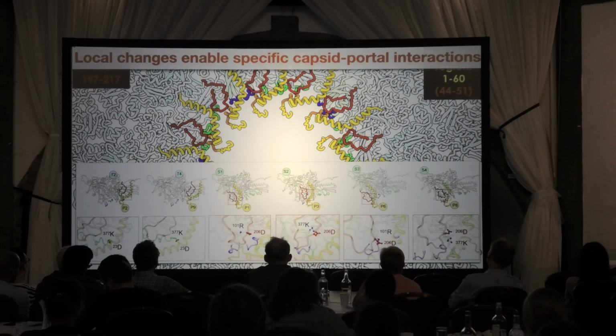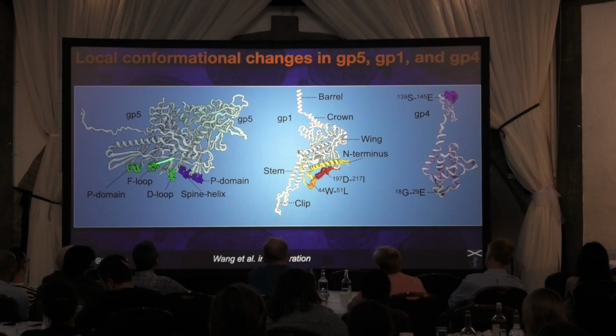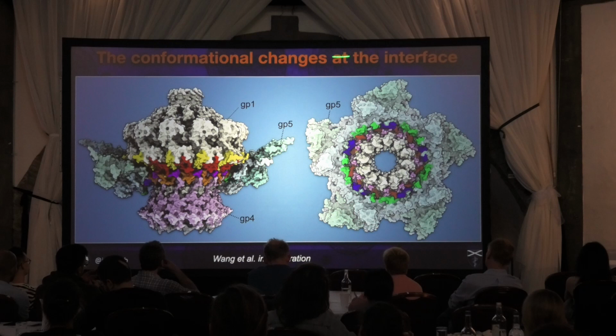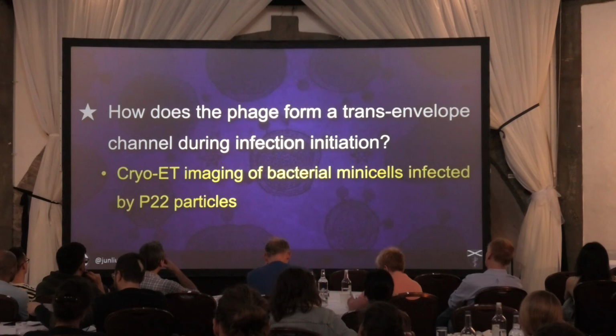And so now we can actually show that this conformation is important. And again, I want to show the portal and the capsid GP5 have all the local conformation change at this region, and GP1 and GP4 have this specific local conformation change. And most of these conformational changes are located at the interface. Again, this is to allow them to stably assemble together. And this is one part of the whole structure, just like the Jin lab did.